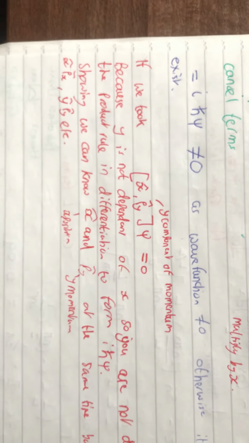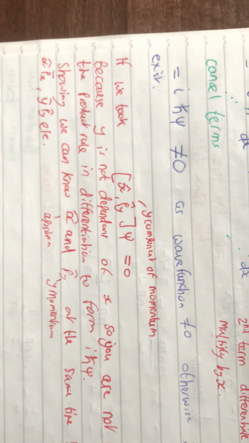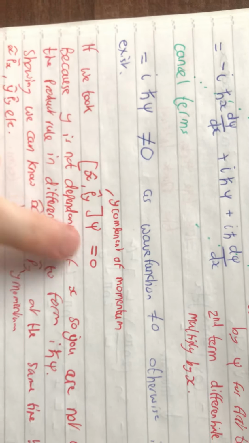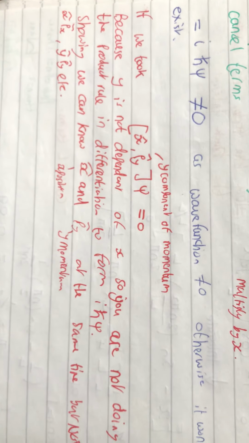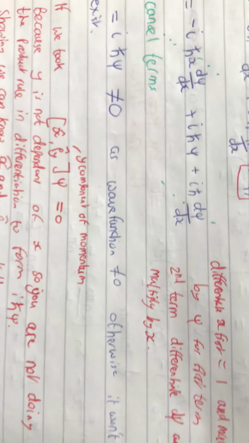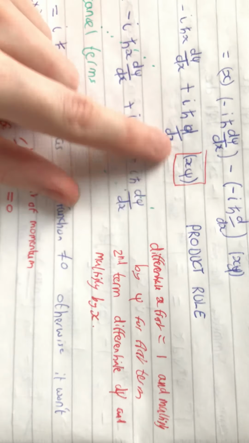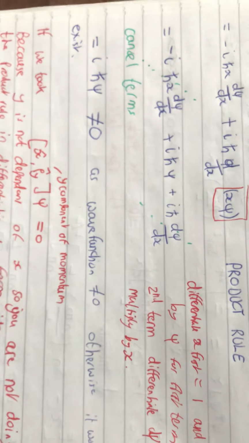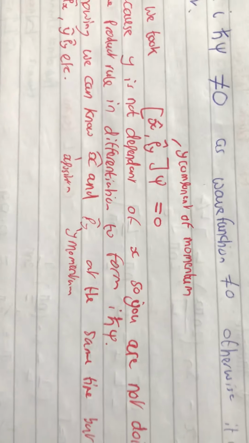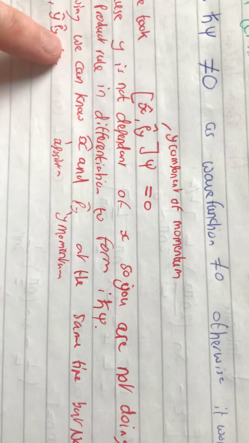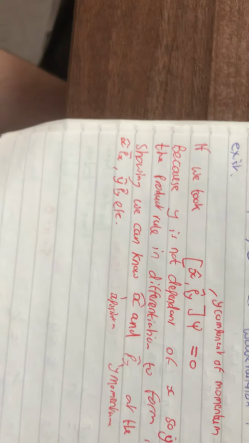Another fact here is if we took the y component of momentum, because y is not dependent on x, you're not doing the product rule in the differentiation. You'll just be able to do it by y, or the y will just be left independently. You won't form this term. So this shows that we can know the position of x and momentum of y at the same time, but not the position of x and momentum of x at the same time, position of y and momentum of y at the same time, etc.